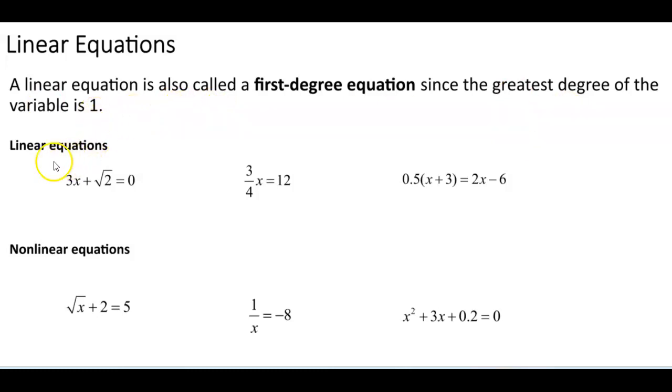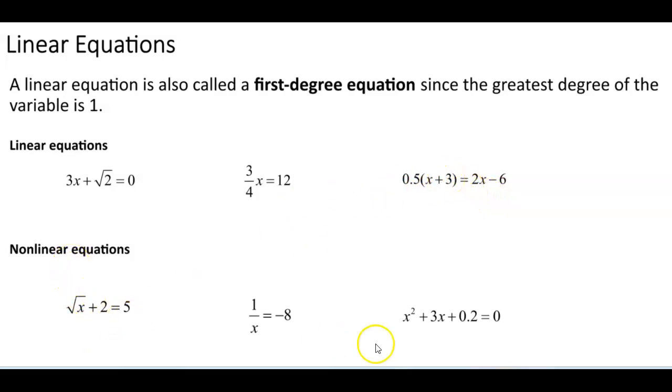If we take a look at the first example called linear equations, there are 3 of them here that represent a first-degree equation. Here we have 3x plus the square root of 2 equals 0. The exponent for the variable x is a 1, which means that if we solve this equation, we're going to get a solution there. 3/4 x equals 12. This is also considered a first-degree equation. 0.5 times x plus 3 equals 2x minus 6. Again, that is a first-degree equation.